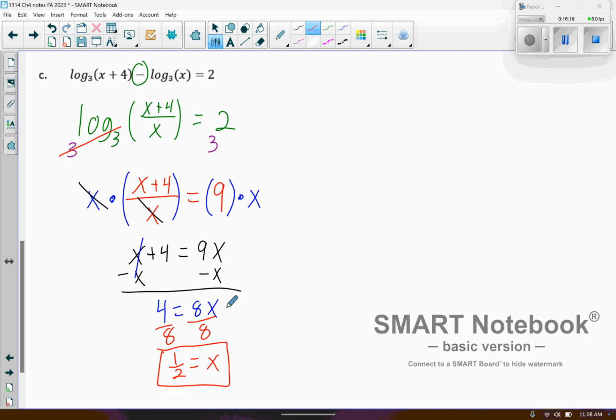And then once again, just take a moment to think, okay, if I plug that in, does it cause a problem? And it does not. When I plug in 1/2, I'm okay. A half plus a fourth, it's still positive. And then a half is a positive number, so I'm good to go. So that does work.